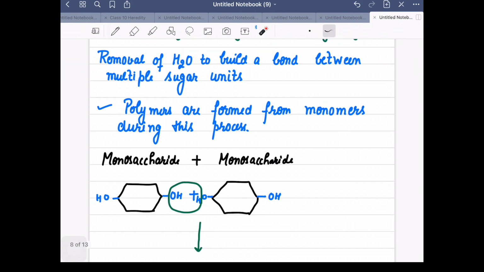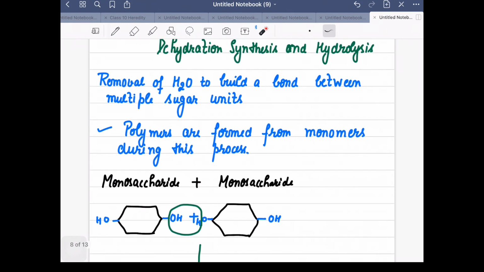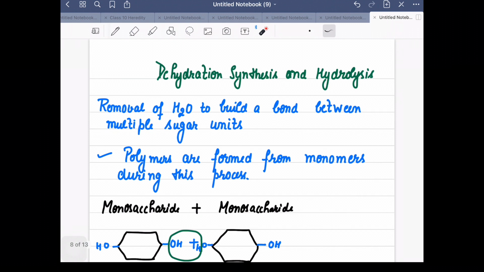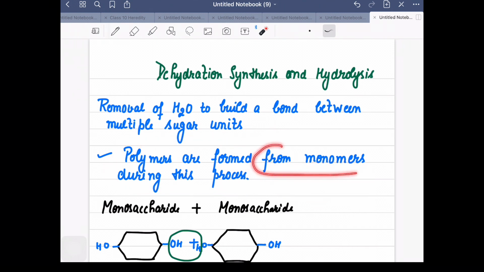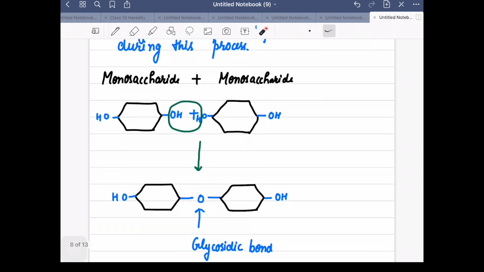Now polymers are formed from monomers, and when polymers are formed, students usually make a mistake here, they write through hydrolysis. This is wrong, students. Polymers are formed from monomers by the dehydration synthesis process. Dehydration synthesis means when water is removed.